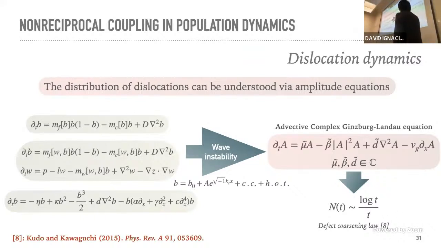Okay, so what happens is that the distribution of these defects, that are called dislocations, can be understood thanks to the amplitude equation. And what are the amplitude equations? As I told you, the amplitude is what describes this wave that emerges in the system, the pattern itself that is traveling.